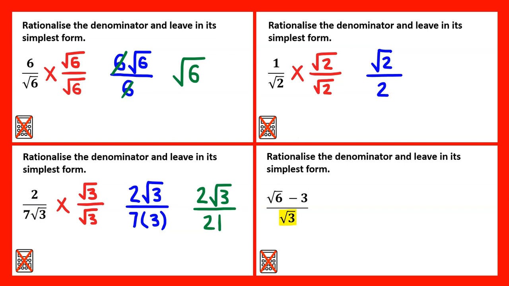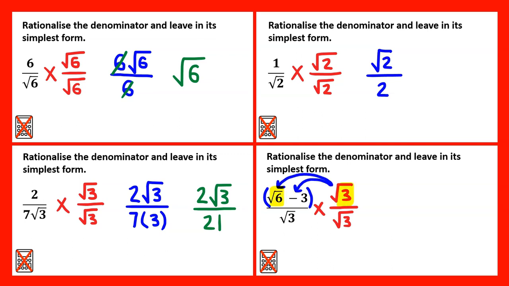Lastly, we're multiplying by root 3 as the denominator, and we'll do the same for the numerator. This time, notice how there's 2 terms written as the numerator. This means we'll need to think about a single bracket as there's more than one term, and we'll need to multiply both of these terms by root 3.